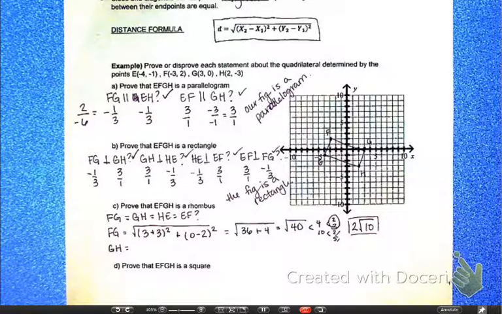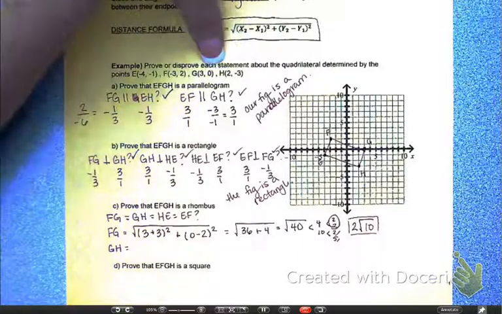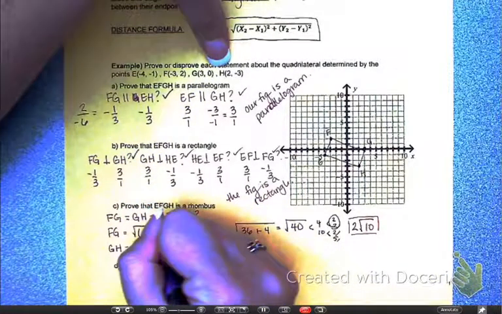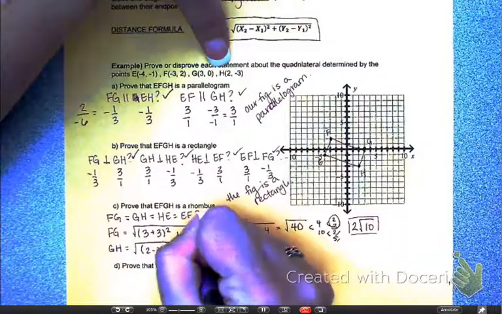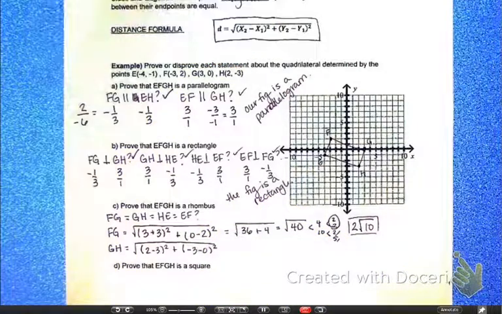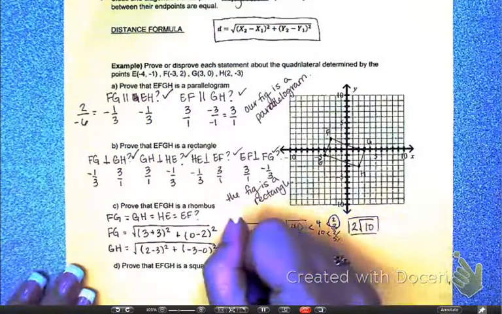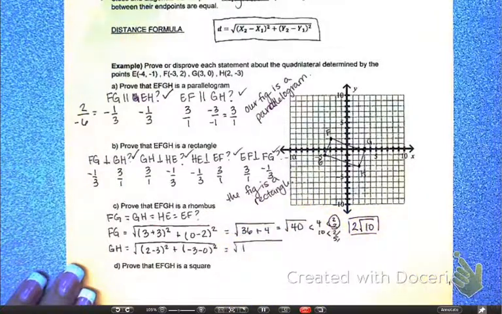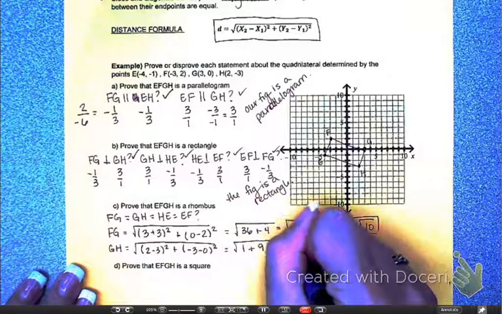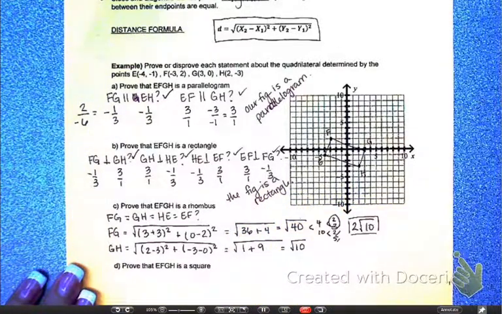Okay, let's find the distance of G and H. So same thing. 2 minus 3 squared plus negative 3 minus 0 squared. 2 minus 3 is negative 1. Negative 1 squared is 1. Negative 3 minus 0 is negative 3. Negative 3 squared is 9. That gives me the square root of 10. Can I simplify that at all? No, because it's just 2 times 5. There's no pairs.